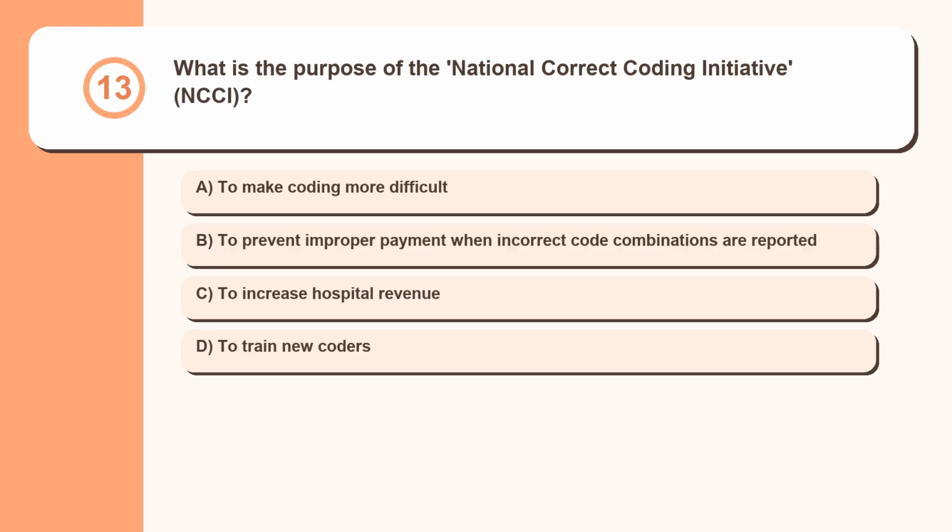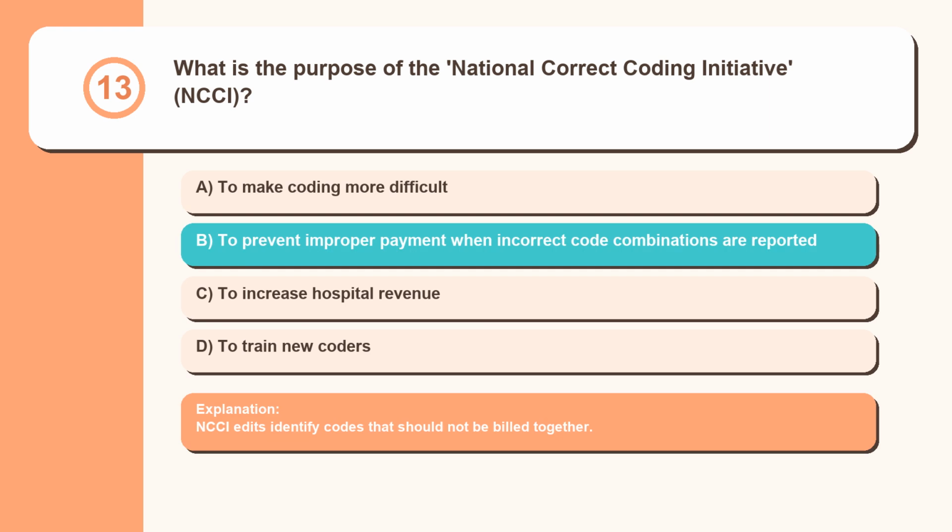Question 13. What is the purpose of the National Correct Coding Initiative (NCCI)? To make coding more difficult. To prevent improper payment when incorrect code combinations are reported. To increase hospital revenue. To train new coders. NCCI edits identify codes that should not be billed together.